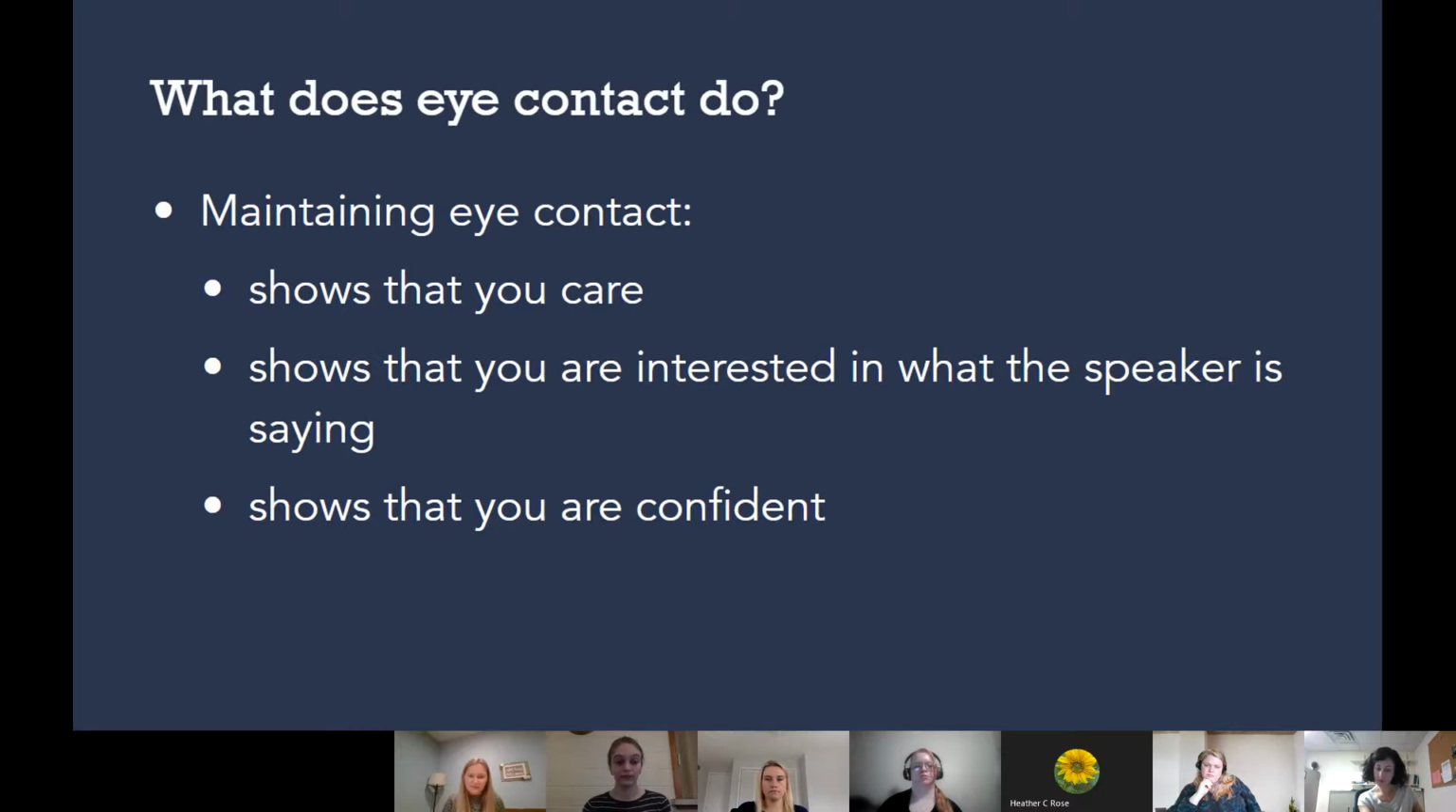So some implications for maintaining eye contact. It shows that you care, that you are interested in what the speaker is saying, and it shows that you are confident.